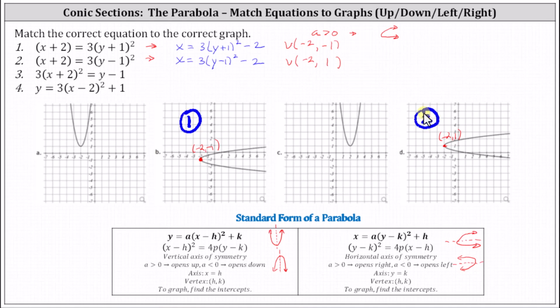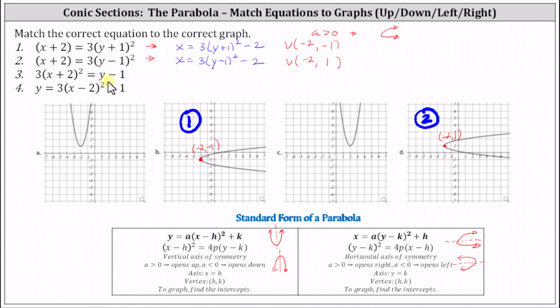And now let's take a look at equations 3 and 4. Notice for both equations 3 and 4, the x part is being squared, which indicates we want to write the equations in the form of y equals a times the square of (x minus h) plus k, and because the x part is being squared, the parabolas will open up or down.